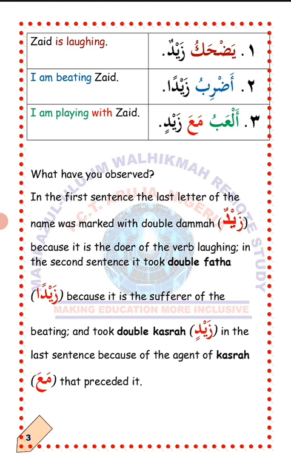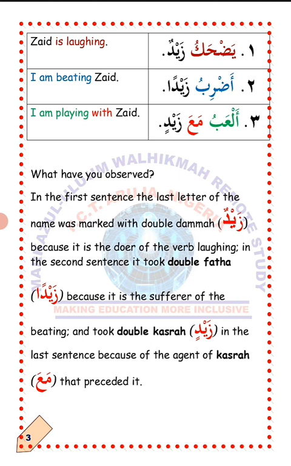So Adribu Zaidan, I am beating Zaid. The reason why the last letter of Zaid is taking double Fataha is because Zaid is the sufferer of the action of beating. And I am the one who is beating, being indicated by the Hamza at the beginning of the verb adrib. لعلك فهمت? I hope you understand.